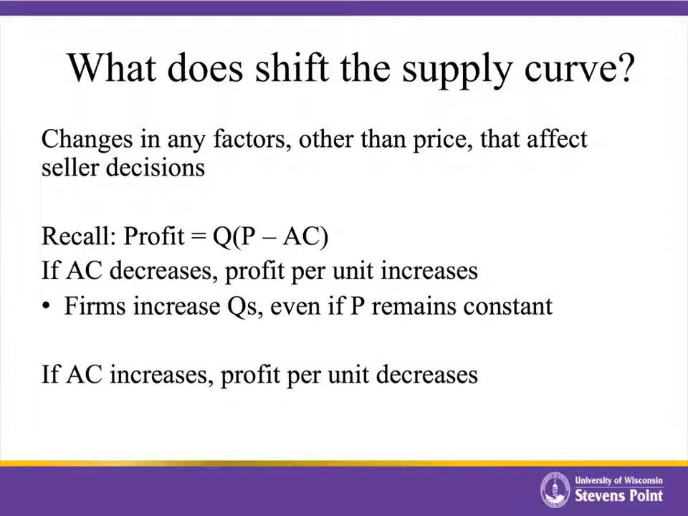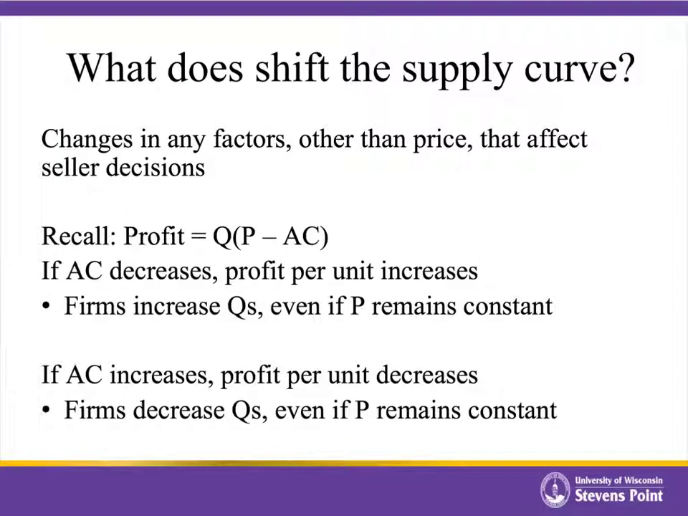But if the average costs go up, these profits per unit are going to get smaller. If something changes that causes the average cost to go up, we have a decrease in these profits per unit, and in response, firms decrease their quantity supplied because they're getting less benefit per unit, even if the price hasn't changed. So at any given price, we now have a lower quantity supplied, or a supply curve shifting to the left.